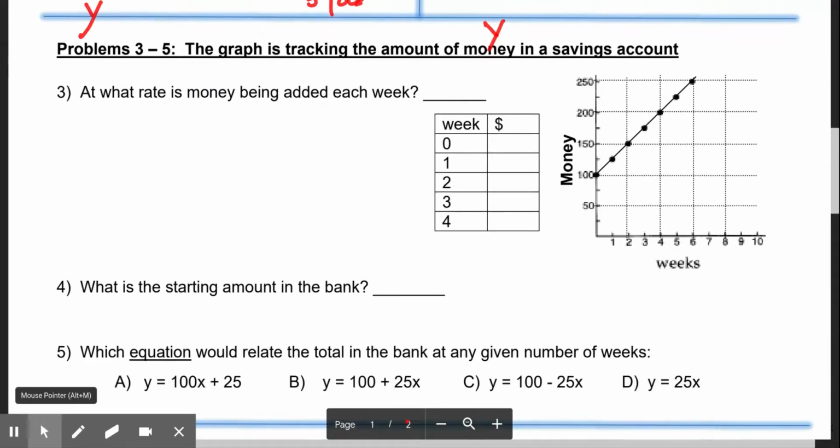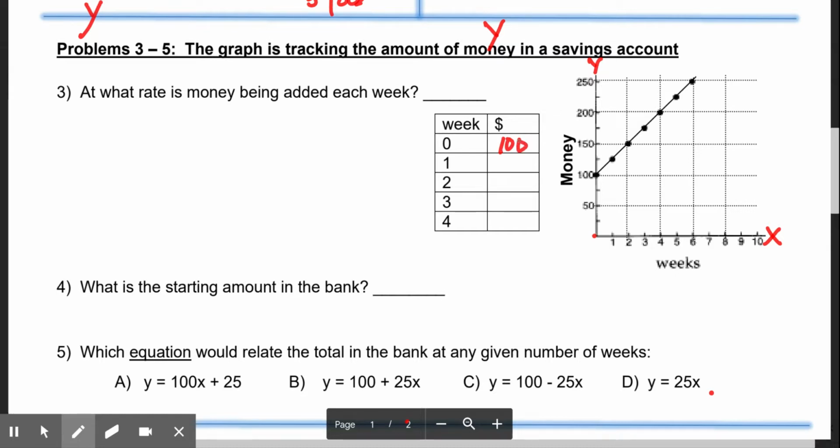Okay, let's go ahead and take a look at what we have on this next one. It says, problem 3 through 5, the graph is tracking the amount of money in a savings account. At what rate is money being added each week? All right, so let's just go ahead and take a look at this here. We're starting at 0, and notice that the x-axis goes by 1s and the y-axis goes by 50s. So at 0, it would be 100. So there's already $100 in there.